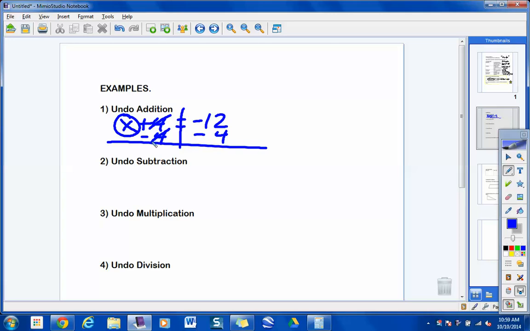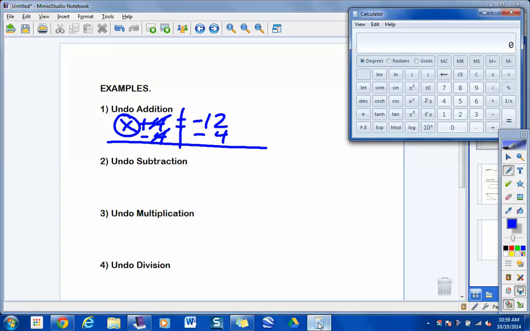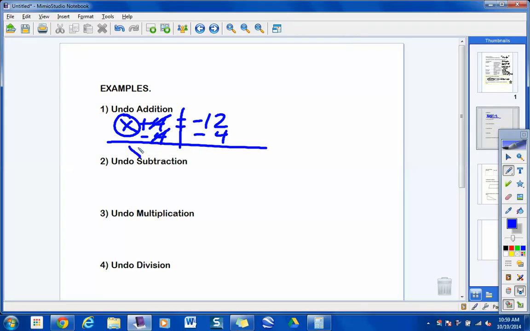So my solution is simply going to be negative 12 minus what? Negative 12 minus 4. What's my solution here? Negative 16. So x equals negative 16. Simple, right? Next one, an example to undo subtraction. Suppose you had something like 16 equals x minus 10.